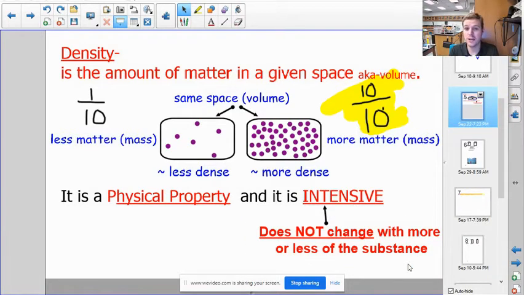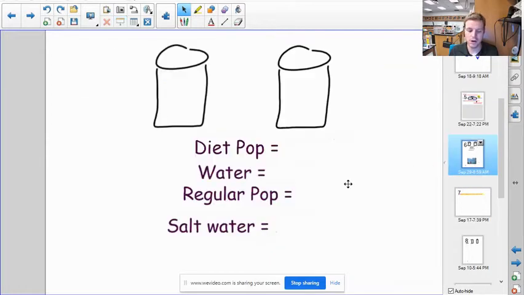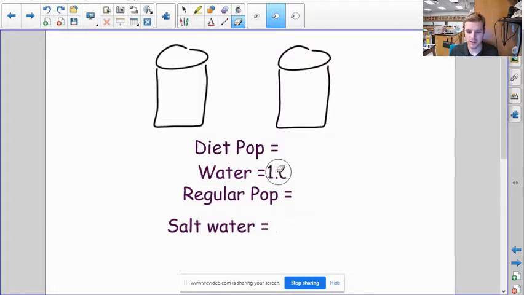Now we're going to start getting to demos in this video. I'm going to do a few demos involving aquariums and cans of pop. Going into this, I want you to know that the density of water is exactly 1.00 grams per milliliter. We're going to make some conclusions about diet pop, regular pop, and salt water, knowing that fact.